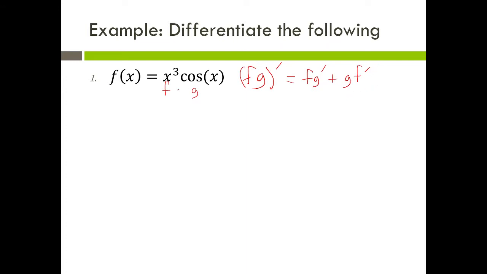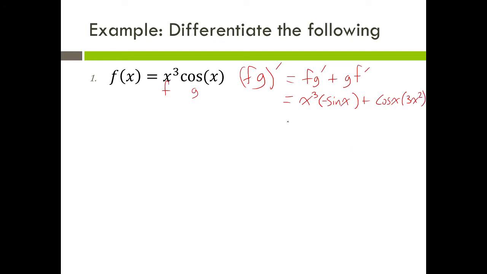Alright, so first function is x cubed. So this will be x cubed. g is cos x, so find the derivative of cos x. Derivative of cos x is just negative sine x. Alright, plus cosine x, and then derivative of f is going to be 3x squared. And there we go. There's the derivative.